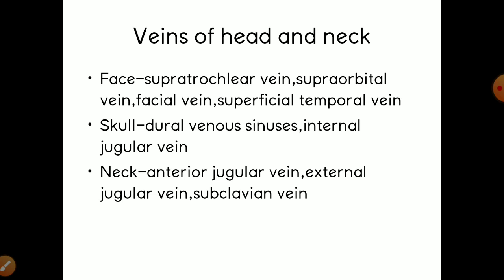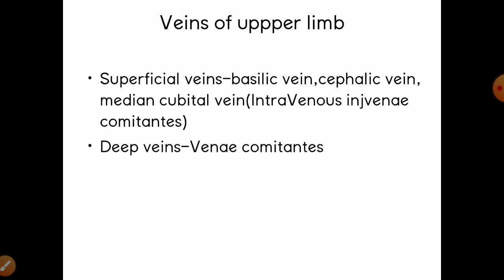The veins of the neck are anterior jugular vein, external jugular vein, and subclavian vein. Coming to the veins of the upper limb, there are superficial veins and there are deep veins. The superficial veins are basilic vein, cephalic vein, median cubital vein, and the median vein of the forearm.